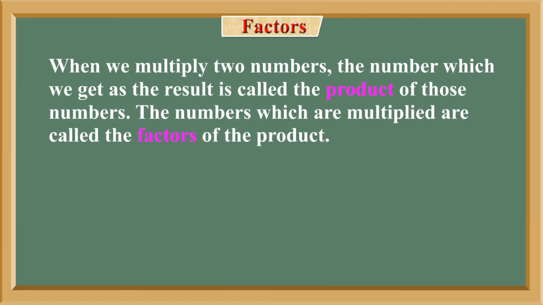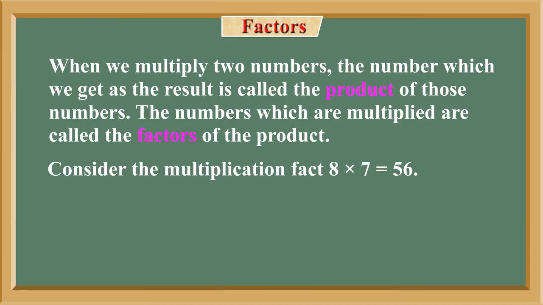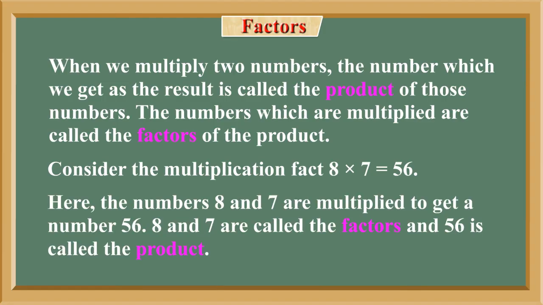Factors. When we multiply two numbers, the number which we get as the result is called the product of those numbers. The numbers which are multiplied are called the factors of the product. Consider the multiplication fact. 8 multiplied by 7 is equal to 56. Here the numbers 8 and 7 are multiplied to get a number 56. 8 and 7 are called the factors and 56 is called the product.